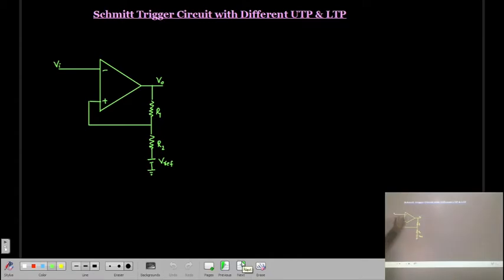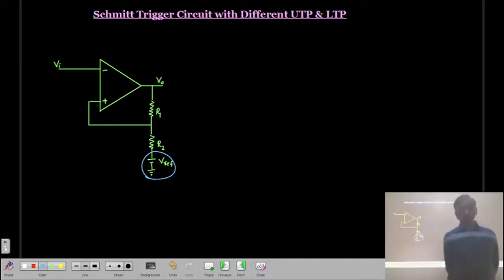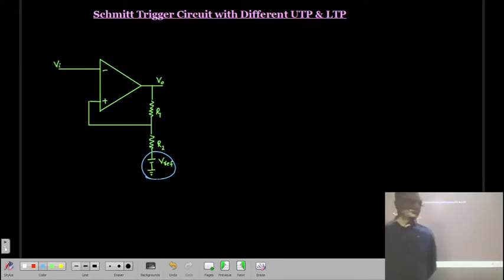So here we have the circuit with a different UTP and LTP. Here you can see the modification: we have added a reference voltage with the resistance R2. Due to this, the LTP and the UTP will be different. So now let us calculate the LTP and UTP for this non-inverting Schmitt trigger.